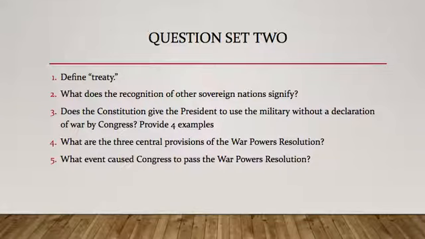We're not going to go question by question and go over the answers because these are more discussion questions for us to have. So you're not going to find the answers to these questions right now, but we will go over some of these as we dive a little bit further into Article 2 and the powers of the president.